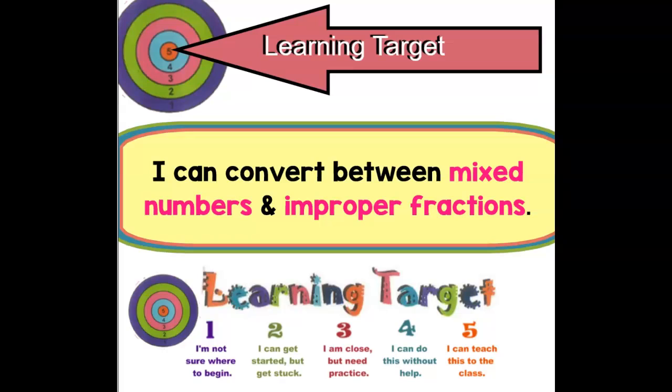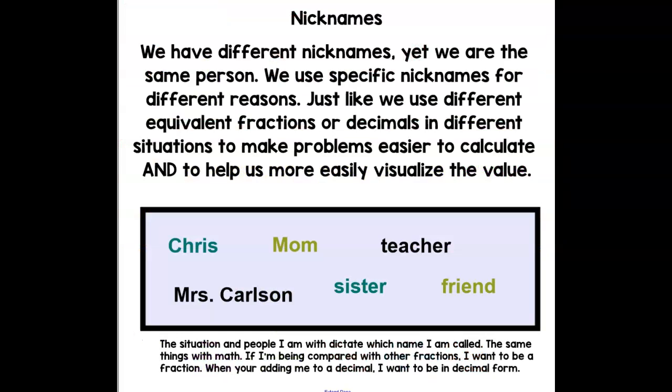I can convert between mixed numbers and improper fractions. So today we're going to review the two ways we've done so far. Again, there's more than one way we can give any value a name.